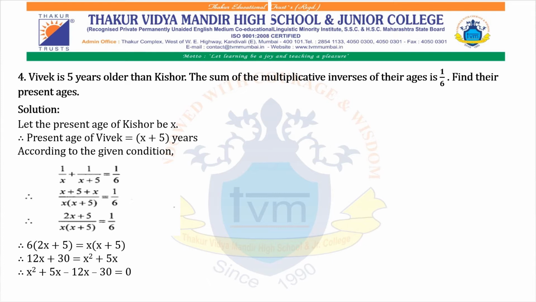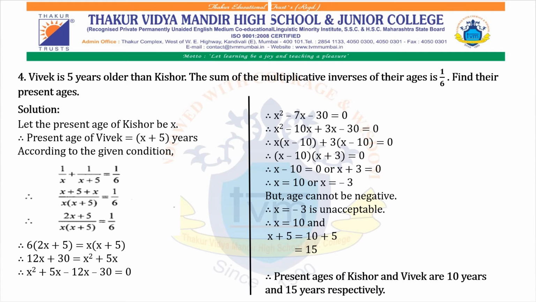Therefore, x square plus 5x minus 12x minus 30 is equal to 0. Therefore, x square minus 7x minus 30 is equal to 0. Therefore, x square minus 10x plus 3x minus 30 is equal to 0. Therefore, x(x minus 10) plus 3(x minus 10) is equal to 0. Therefore, (x minus 10)(x plus 3) is equal to 0. Therefore, x minus 10 is equal to 0 or x plus 3 is equal to 0. Therefore, x is equal to 10 or x is equal to minus 3.